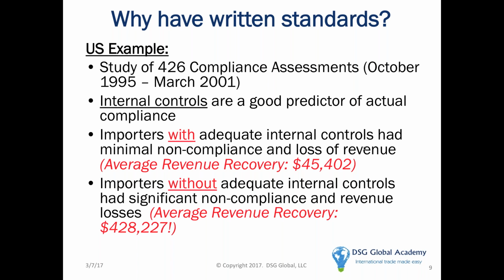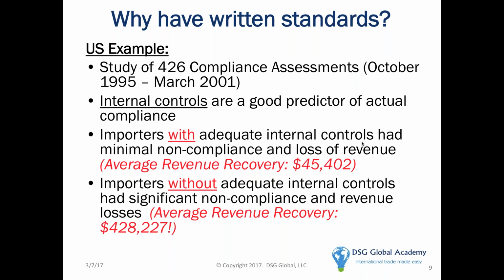But they saw that companies that did not have good internal controls, which really means it must have been chaos or doing business by the seat of their pants, literally, these companies, the average revenue recovery was 9 times higher at an average of $428,000. That's just under $500,000 per company. So that's when Customs had its aha moment.